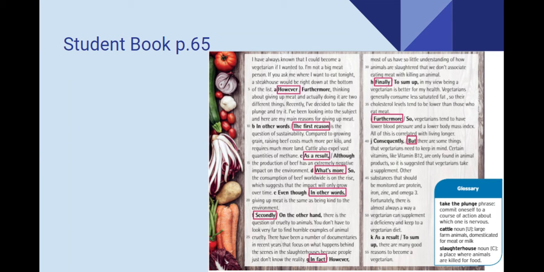But there are some things that vegetarians need to keep in mind. Certain vitamins, like vitamin B12, are only found in animal products, so it is suggested that vegetarians take a supplement. Other substances that should be monitored are protein, iron, zinc, and omega 3. Fortunately, there is almost always a way a vegetarian can supplement a deficiency and keep a vegetarian diet. To sum up, there are many good reasons to become a vegetarian. Did you have these answers?